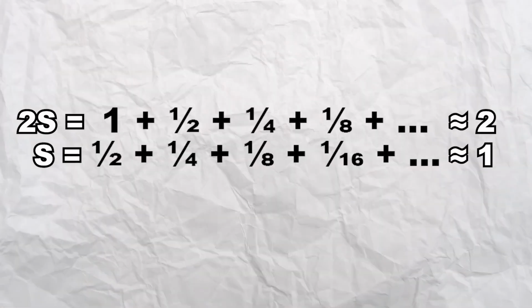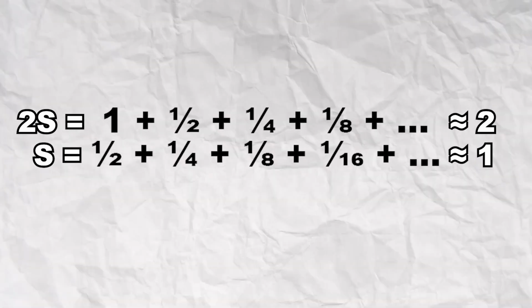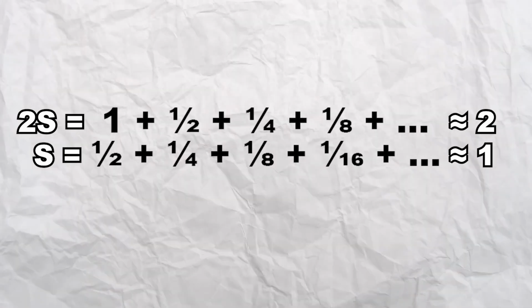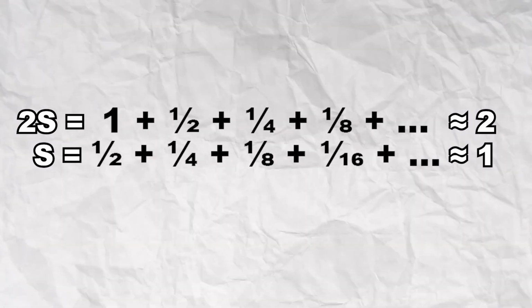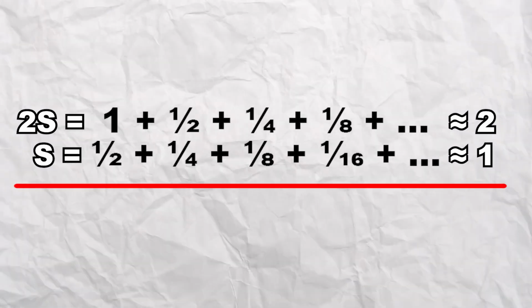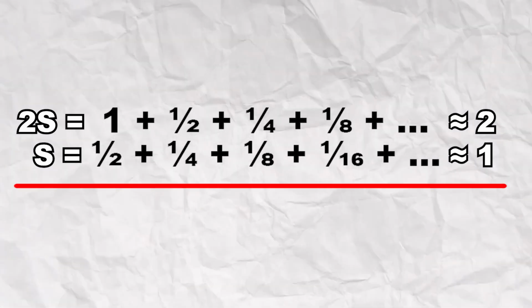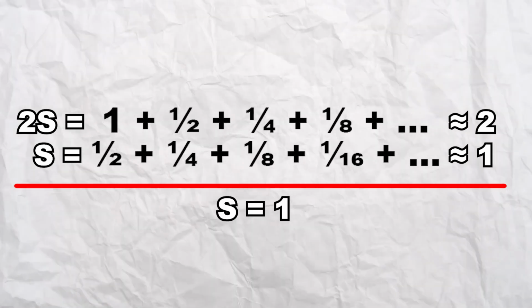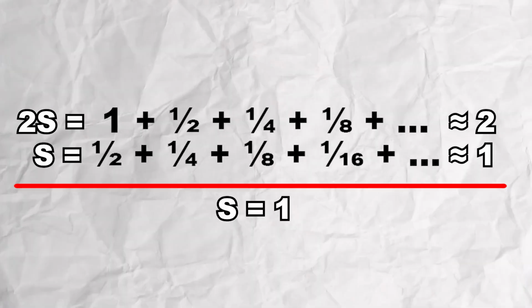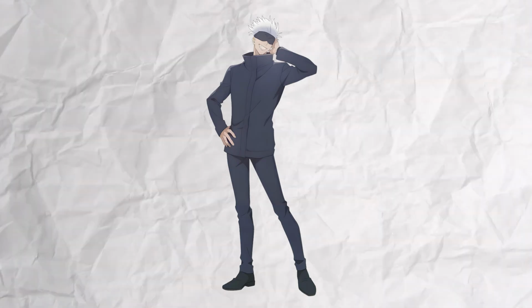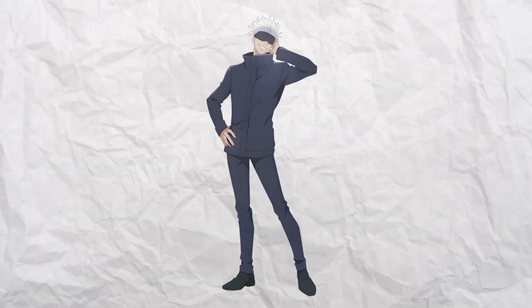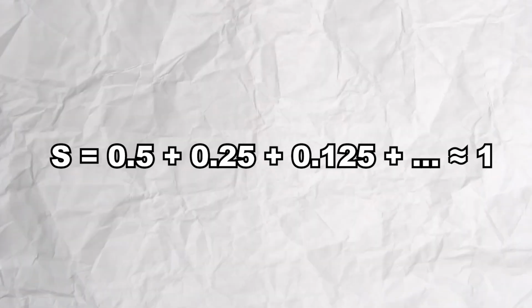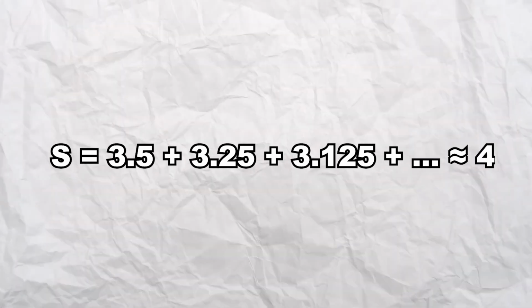And now if you double this series, you have 1 plus 1/2 plus 1 by 4 plus 1 by 8 and so on, which is approximately equal to 2. If you subtract the first series from this second series, you get that the answer is exactly equal to 1, not approximately, which tells us that this series is leading to a definitive answer. And if Gojo manipulates the series by multiplying it as many times as he wants, instead of using 0.5, he can just use 3.5 and call it a day, right?